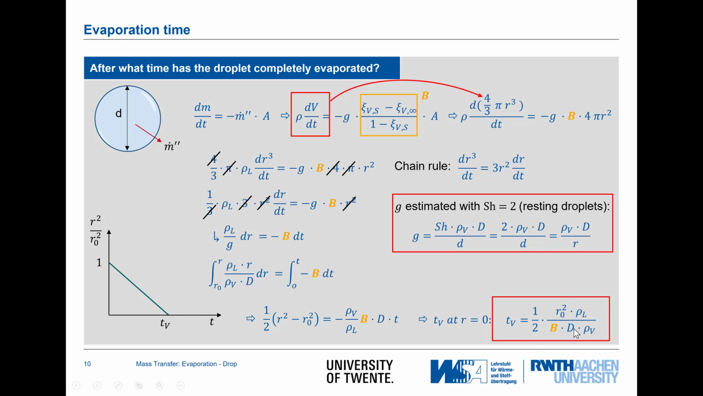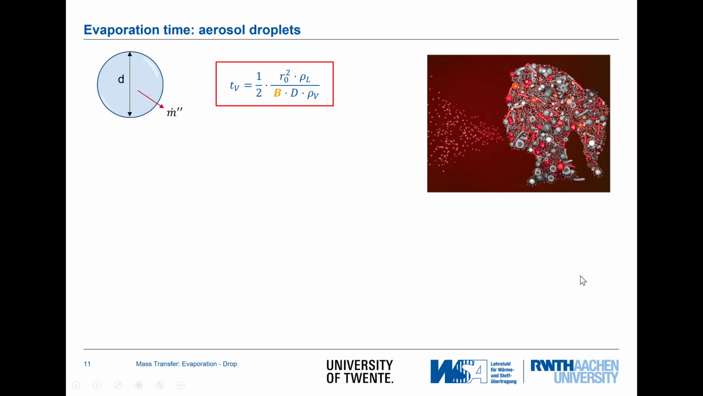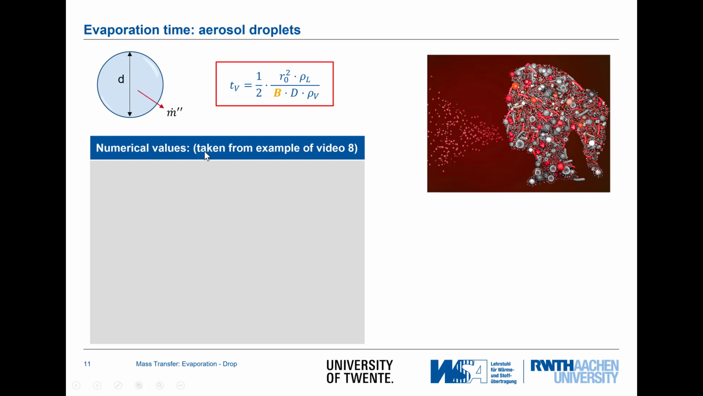There's b in, there's the diffusion coefficient in, the initial radius squared, and the density ratio. And now let's have a look at that, also using some numerical values, focusing here on this aerosol exhalation during speaking, for example. That's the equation to look at, and now I take numerical values.